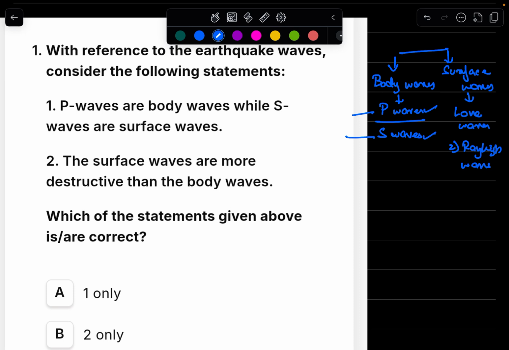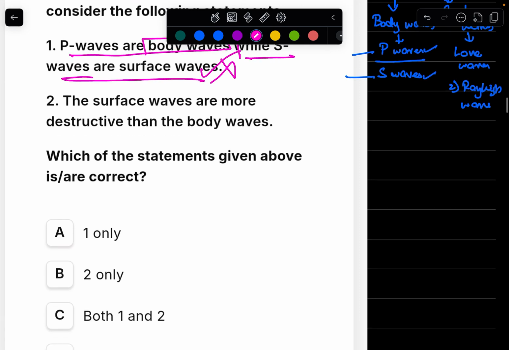But just understand that P waves and S waves both are body waves. They both travel throughout the interior of the earth. So the first statement is correct till here, but after that it's incorrect, so this one is not going to be the correct one.